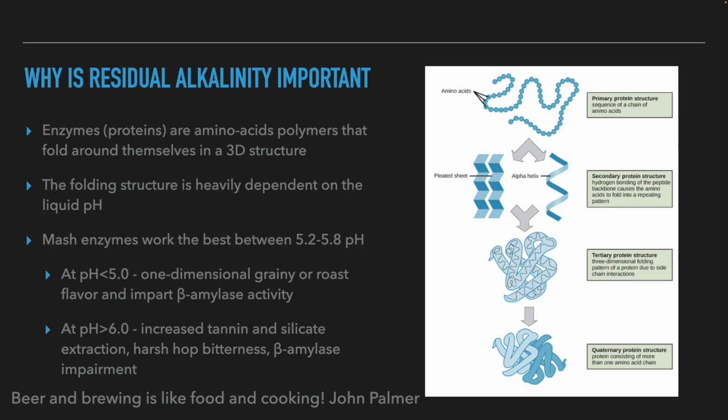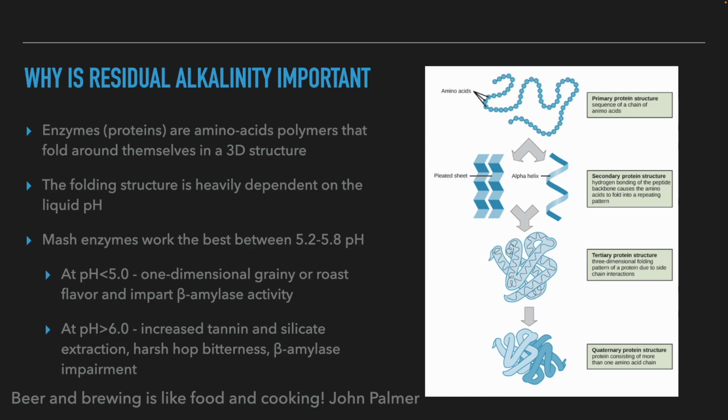Mash enzymes work best between 5.2 to 5.8 pH. Once the mash pH gets below 5, we will get a one-dimensional, grainy or roasty flavor, as well as impaired beta amylase activity. If the pH is higher than 6.0, we will get increased tannin and silicate extraction that will contribute astringency, harsh hop bitterness, and beta amylase impairment.